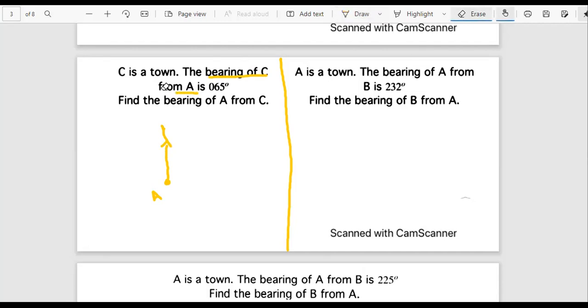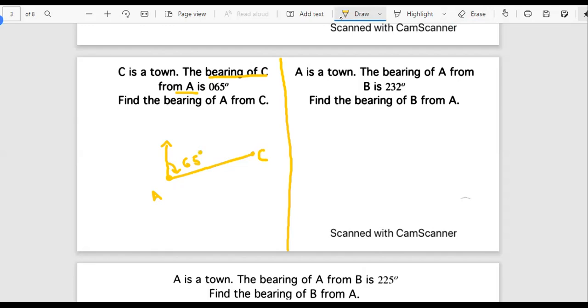And the bearing is 65. So that means if I go in the clockwise direction, it is going to be somewhere here. This is point C and this angle is 65. I'm making this on my own without using the protractor, so let me try getting it more accurate. It will be less than 90, so it is going to be somewhere here. Okay, so this point is C and this angle is 65 degrees.